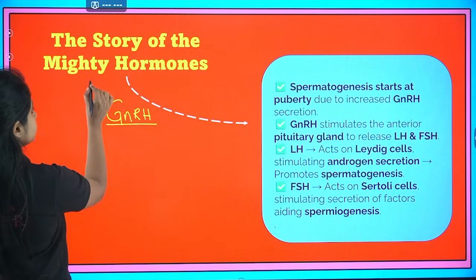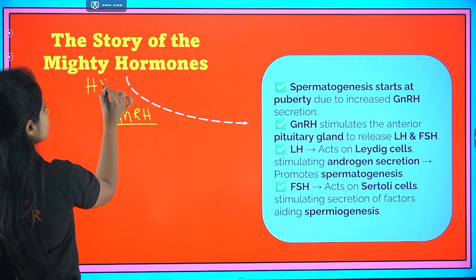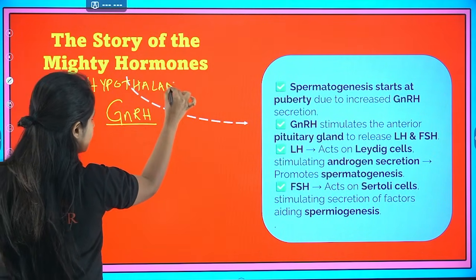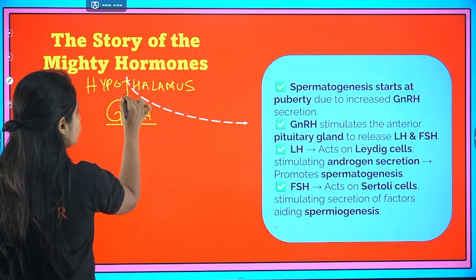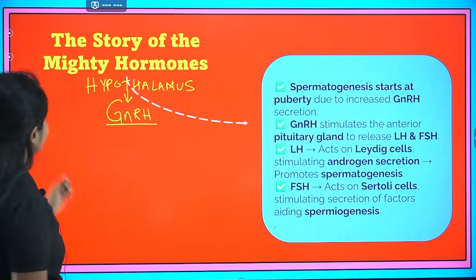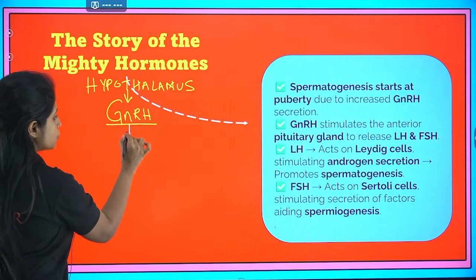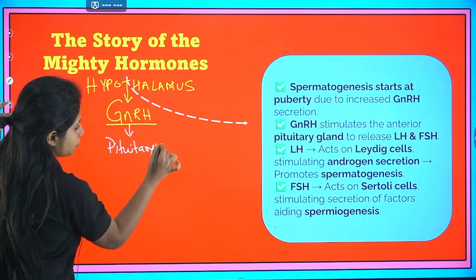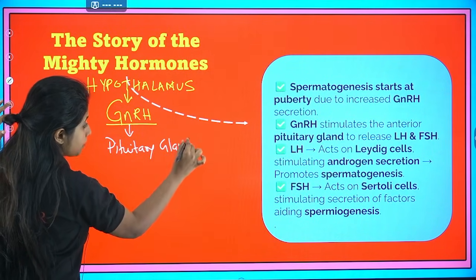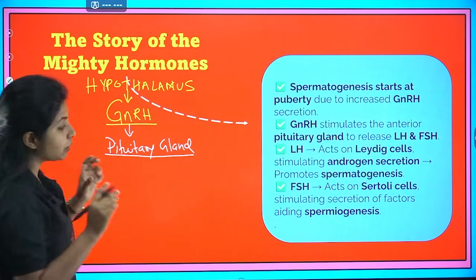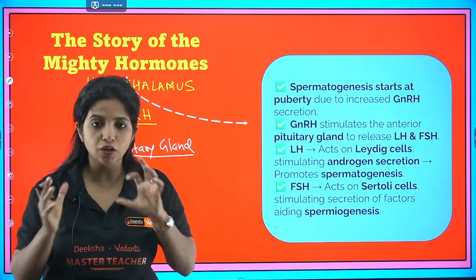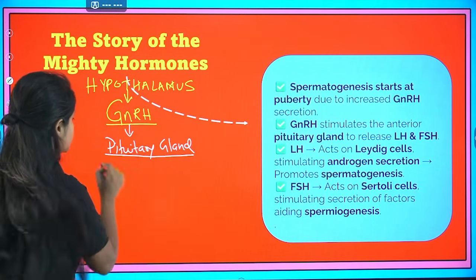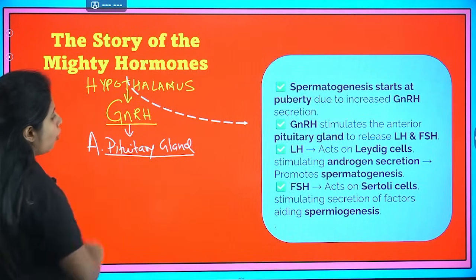Who releases it? That is even more important. It is the hypothalamus. So hypothalamus, which is out there in your brain, is going to release a hormone that is gonadotropin releasing hormones, and these are going to act on your pituitary gland, which is very, very near to your hypothalamus. And pituitary gland, you need to know it is having 2 lobes, anterior and posterior. It is going to affect the anterior lobe of pituitary gland.